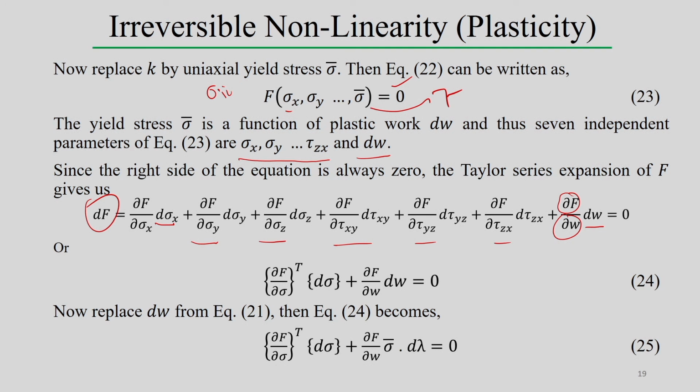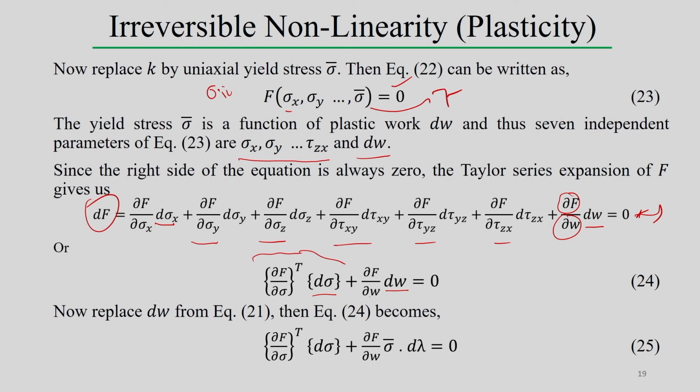Finally, in other way also, del f by del sigma transpose into d sigma. That means in the matrix form we can write, from the previous equation also, del f by del sigma transpose d sigma plus del f by del w into dw equal to 0. So, this way we can further express it. Now, replace dw from equation 21, and then equation 24 becomes like this.